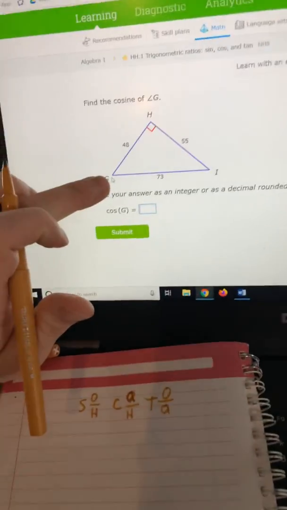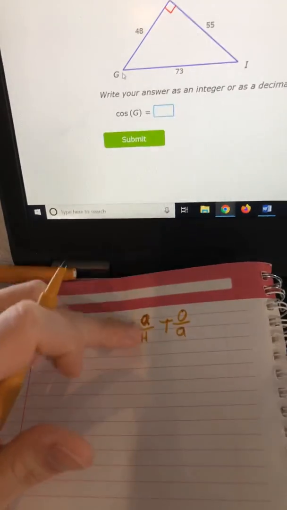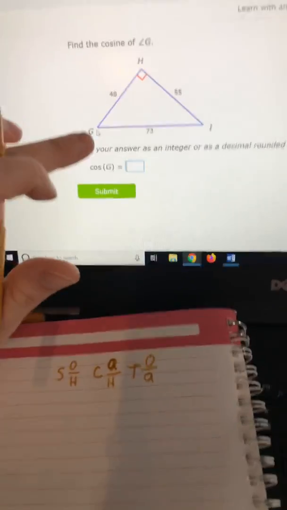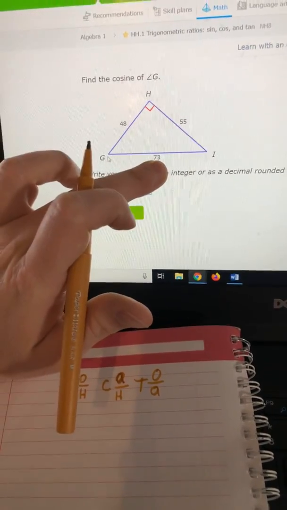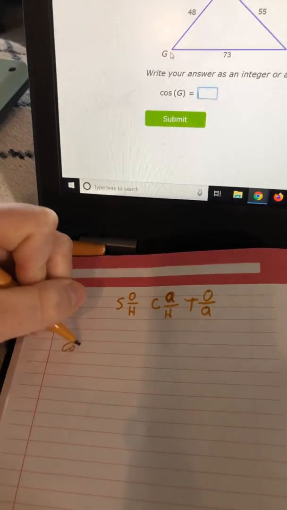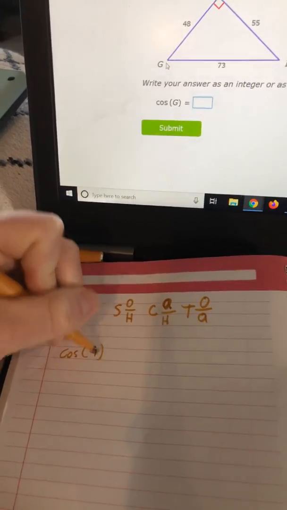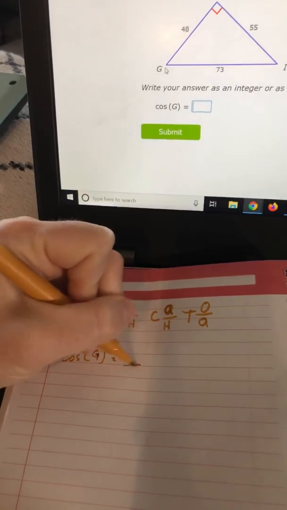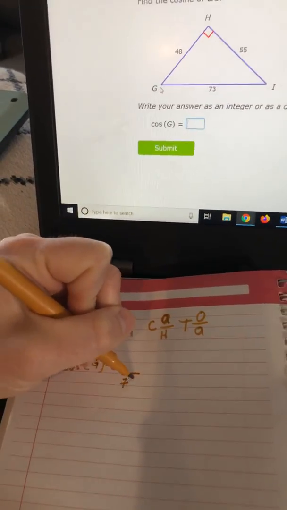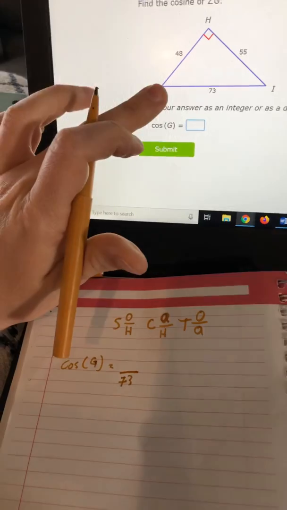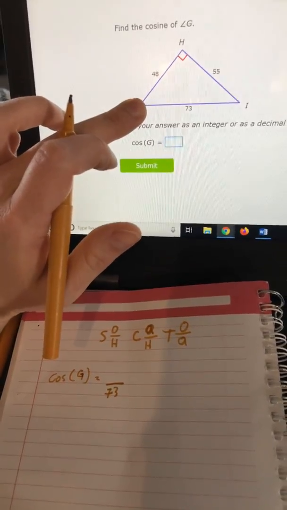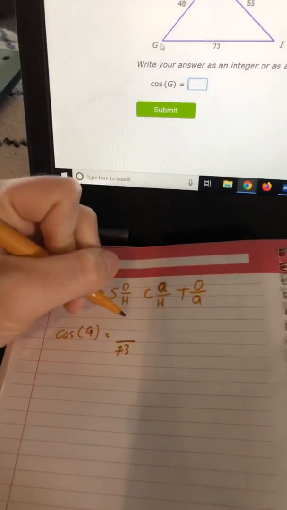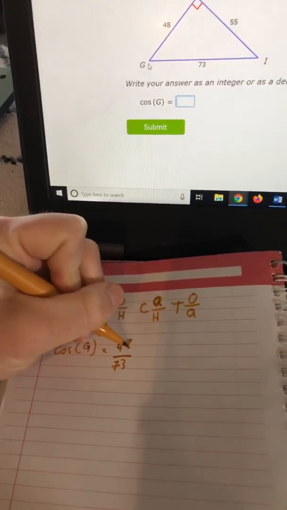All right, so for G is right here. We want cosine, so cosine has the adjacent and hypotenuse. The first thing we want to identify is the hypotenuse, and that's always across from the right angle. So hypotenuse is 73. So I'll write cosine of G equals hypotenuse on the bottom, so 73. Adjacent on top. So adjacent is going to be the side next to my angle. So the one touching that's not the hypotenuse. So it's touching the 48. So we got 48 there.